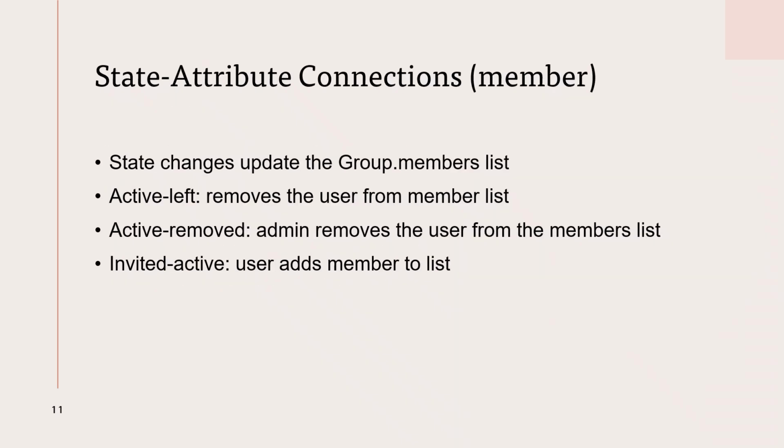State attribute connections. These state transitions directly correspond to the group member attribute in the group class. When a user accepts an invitation, the system adds their ID to the members list, and when they leave or are removed by the user or the group admin, the system removes their ID from the list. This is exactly why the class diagram and the state diagram must match. The state changes must represent real updates to the system data.